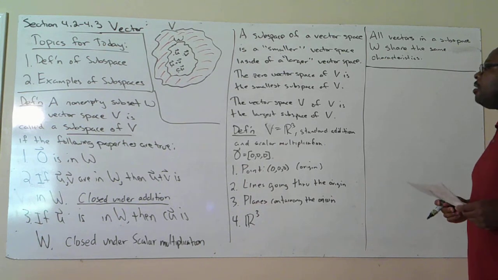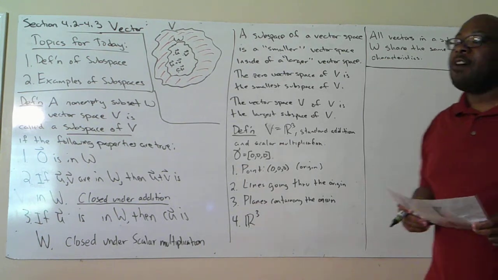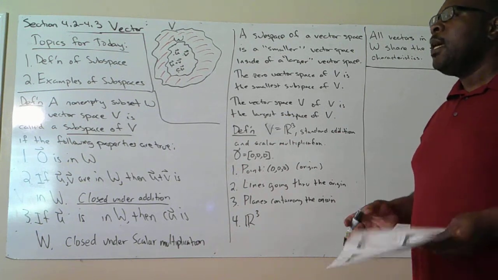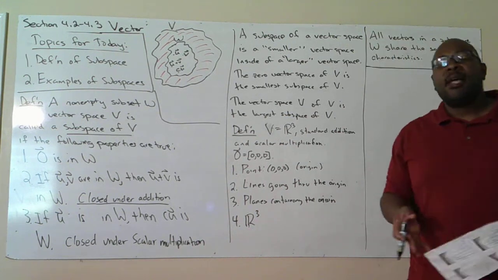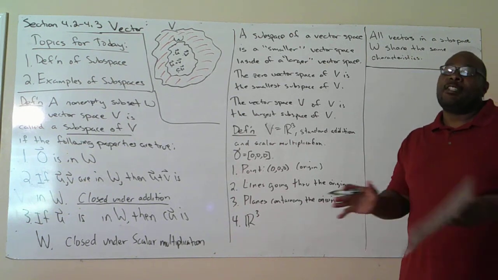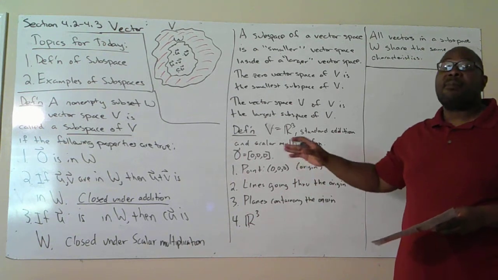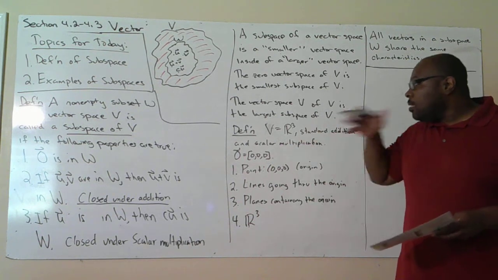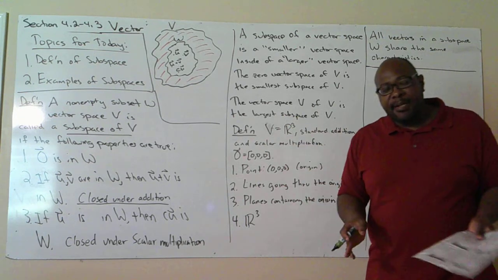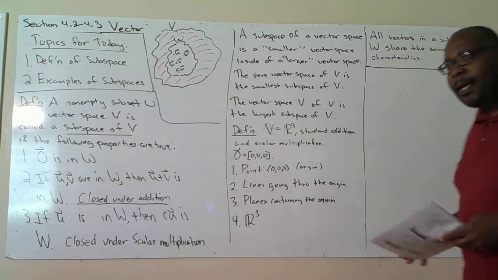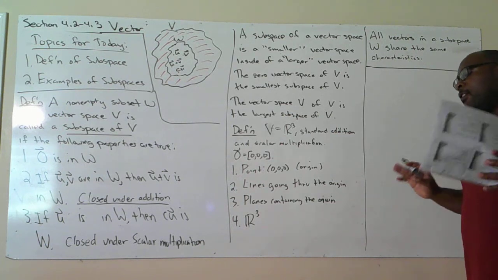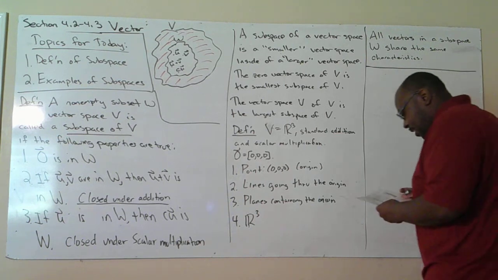Just to make our lives a little bit easier, we're going to assume that we have standard addition and scalar multiplication when we do these subspaces. I could have non-standard addition or non-standard scalar multiplication, but that would just make our job harder in determining whether something is a subspace or not. So I'm going to assume standard addition and standard scalar multiplication for all of these problems. If you want to go home and play with non-standard versions, feel free. I'm not going to do it.